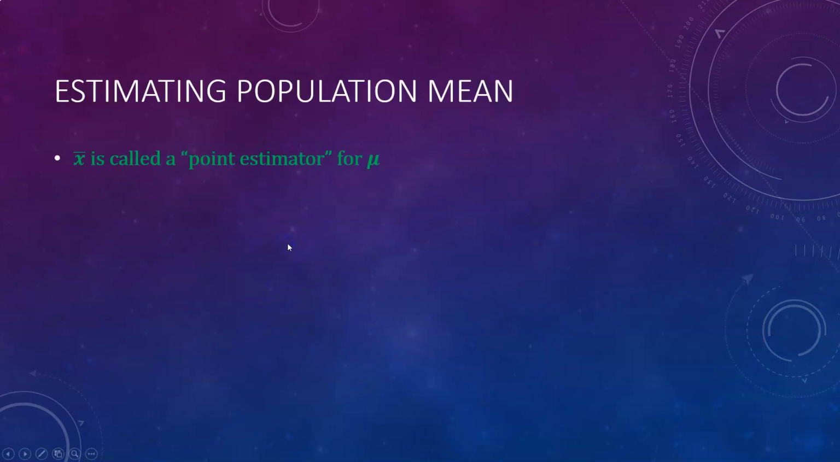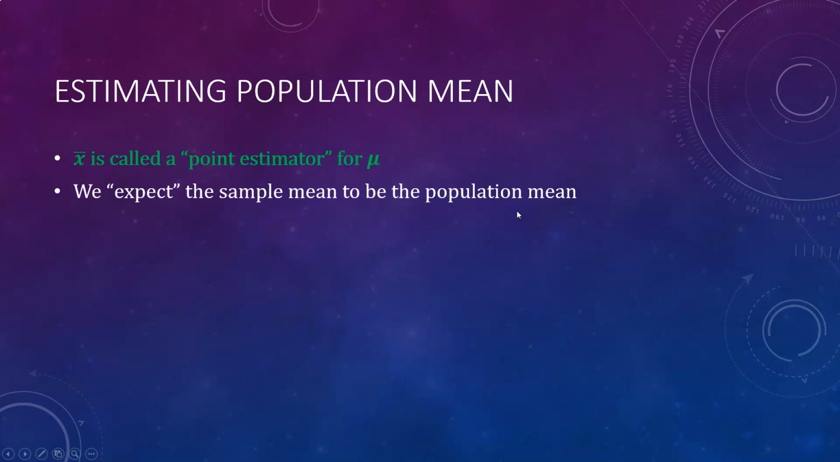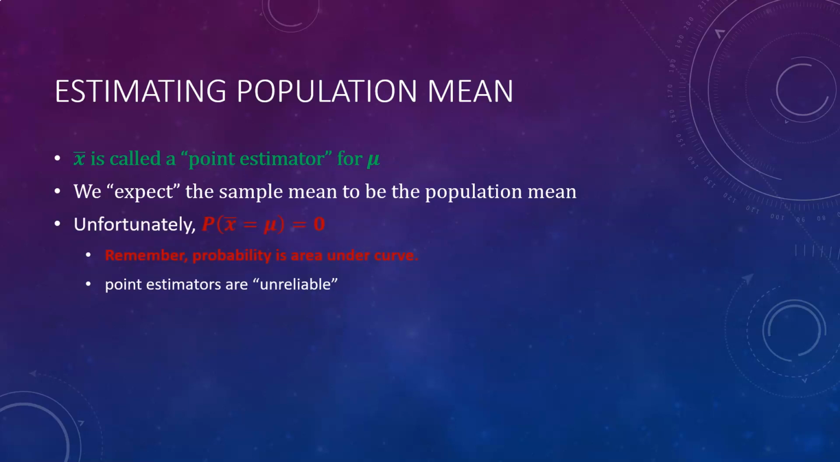Okay? So let's talk about how that is done. The mean of a sample, x with a bar over it, that's called a point estimator for mu, the mean of a population. Okay? We expect the sample mean to be equal to the population mean. Unfortunately, the probability that they are actually equal is 0, because probability in the normal distribution and the t-distribution is the area under the curve, and the area under any one point is 0.